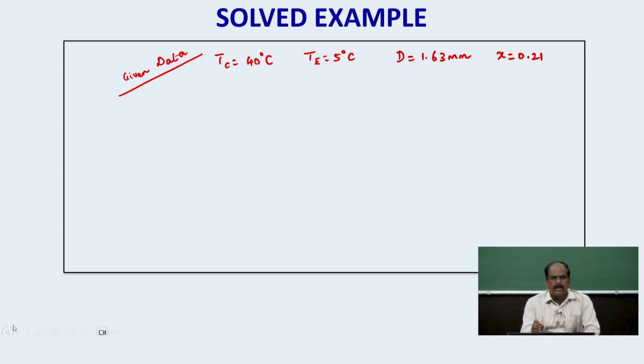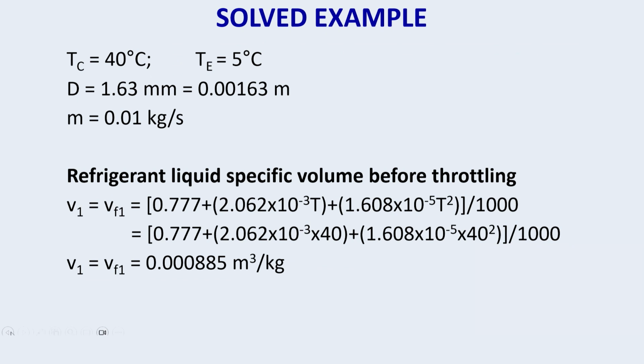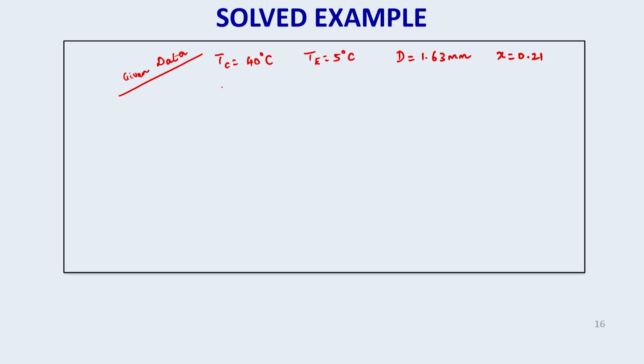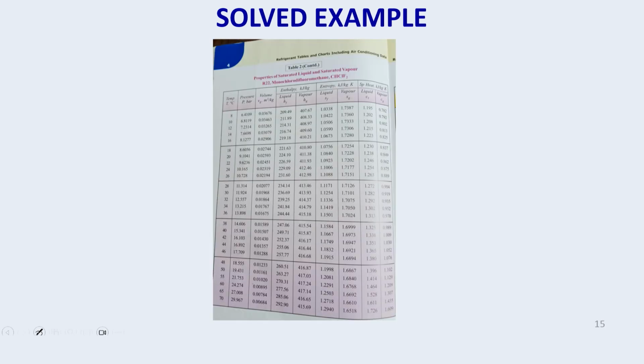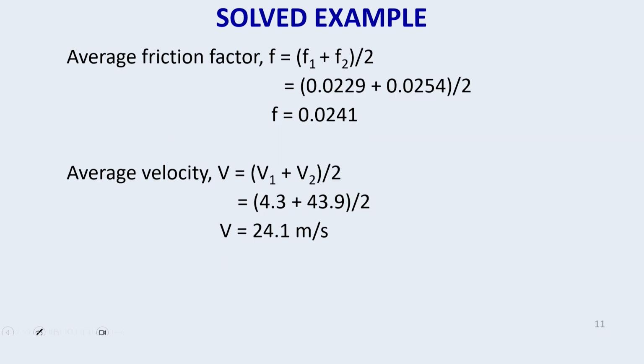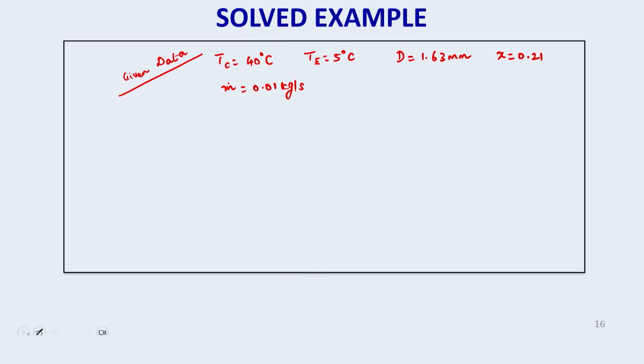So, we have to find out the incremental length of the capillary tube, that is delta L. And the mass flow rate is given. Due to system compatibility, I have used M, but actually it should be M dot. M dot is given as 0.01 kg per second, the mass flow rate. Let us solve this problem step by step. The refrigerant used is R22, so the properties have to be evaluated for the refrigerant R22.